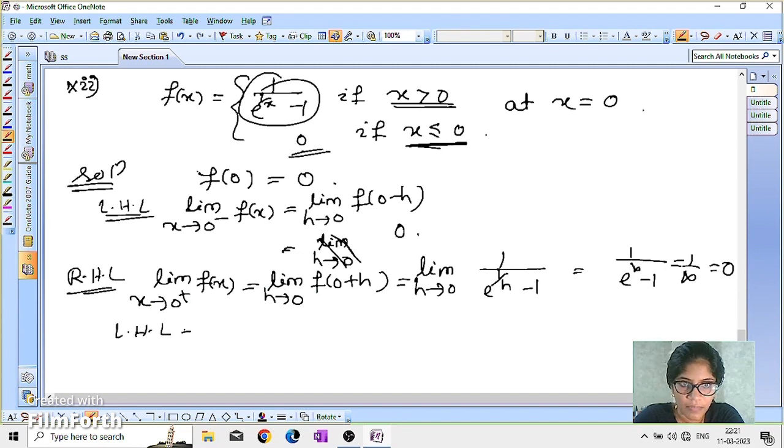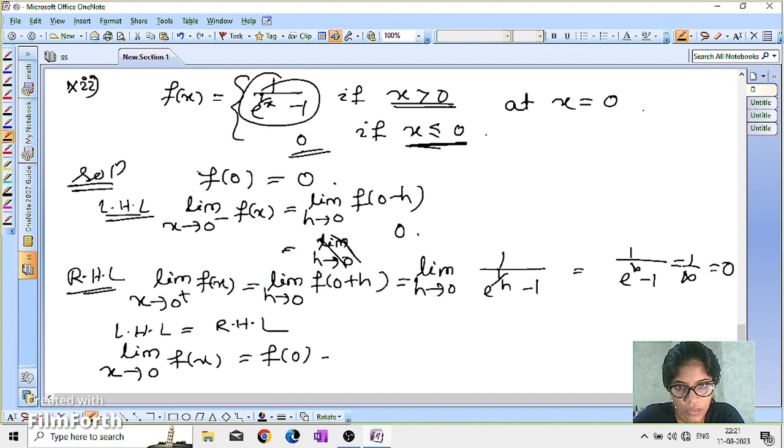Left hand limit is equal to right hand limit, which implies limit x tends to 0 f of x is equal to f of 0 is equal to 0. So the function is continuous.